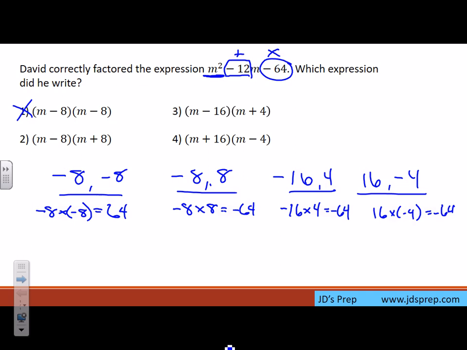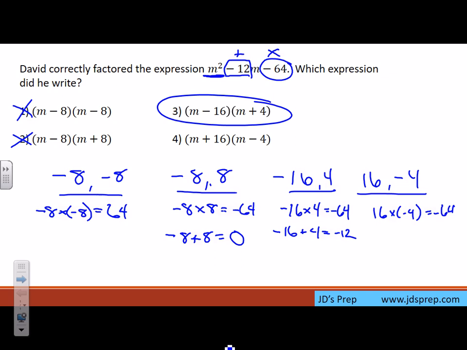The other thing that has to be true, as I said, is the two numbers must add together to the number in the middle. If I do the negative 8 and the 8, negative 8 plus 8 is going to give me 0, which is not negative 12, so that one's got to be out as well. If I do the third one, negative 16 plus 4, that one does give me negative 12. Since that's the number we're looking for, number 3 is the one we're going to want.